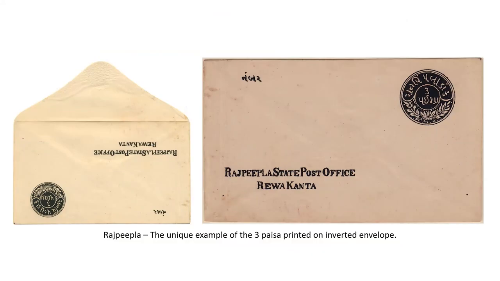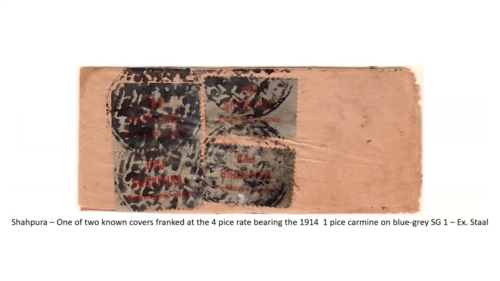So now we come to Rajpipla envelopes. This happens to be the unique example of the envelope printed on an inverted envelope. In total, no more than 6 envelopes are known from Rajpipla state. That's how rare Rajpipla envelopes are. Now we move on to Shapura state.